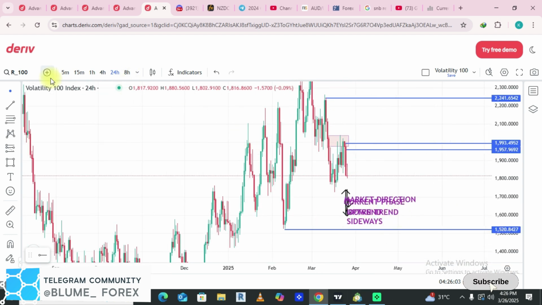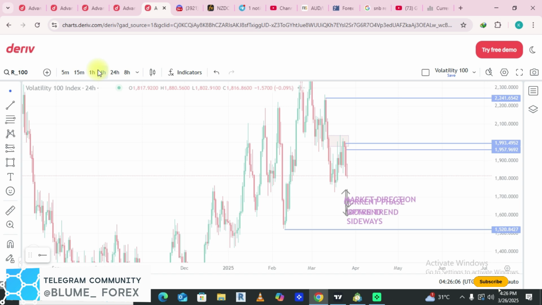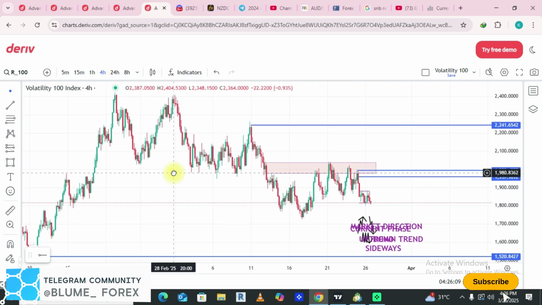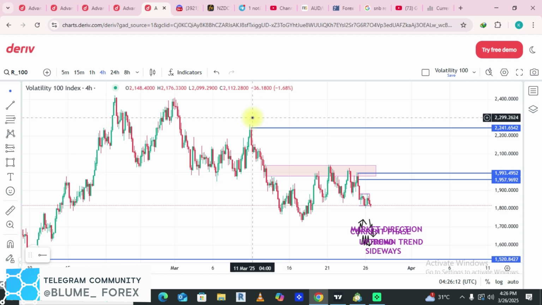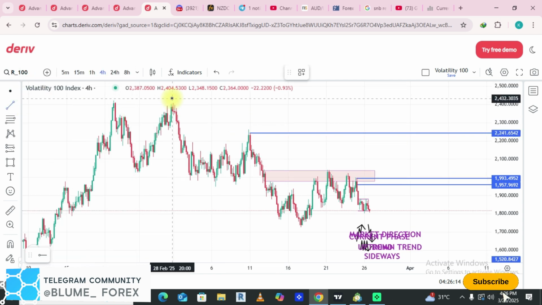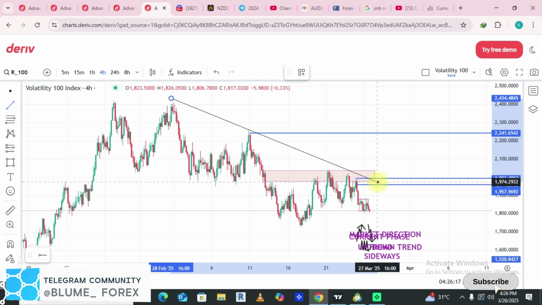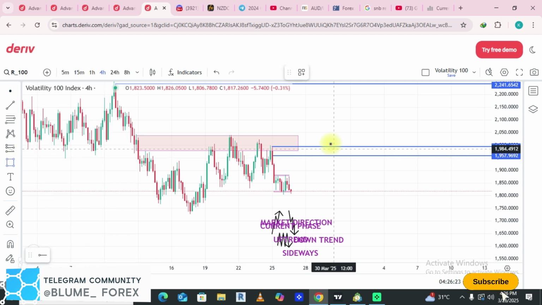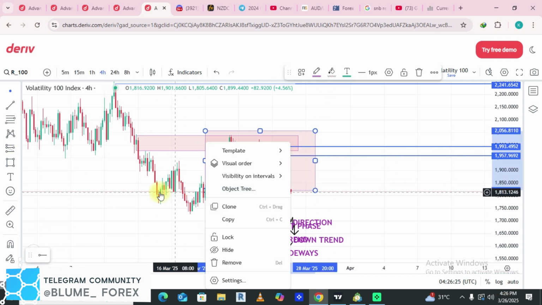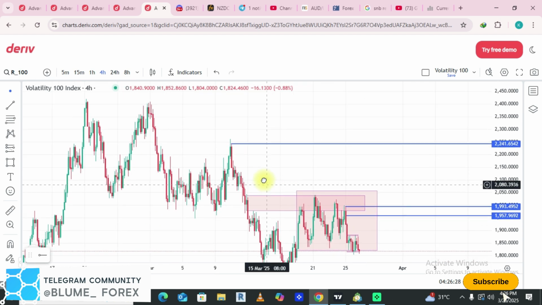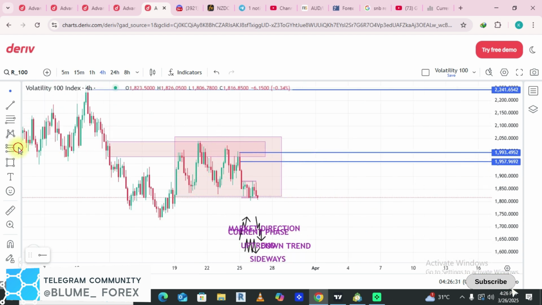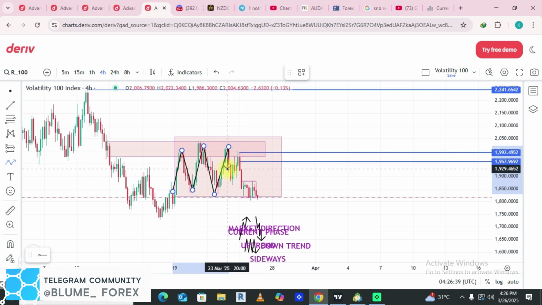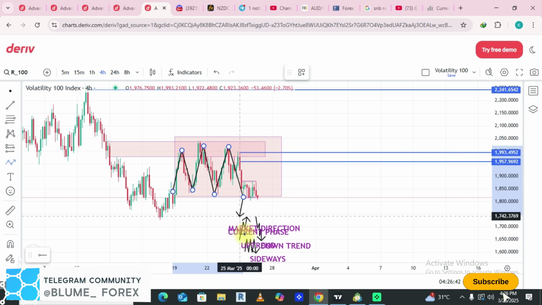Looking at this market, the current market direction is downtrend because we are pushing down. It's very clear that we are pushing down. But our current phase is sideways, and you can see it clearly: we are either making clear highs or clear lows. We might probably push up or maybe break out.